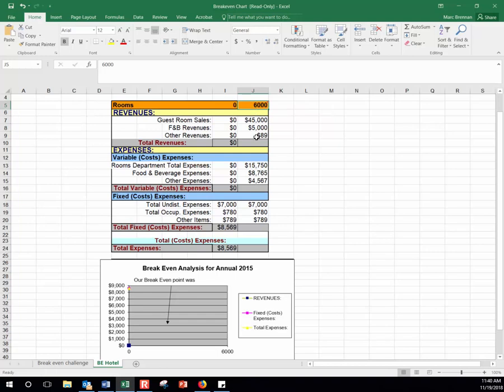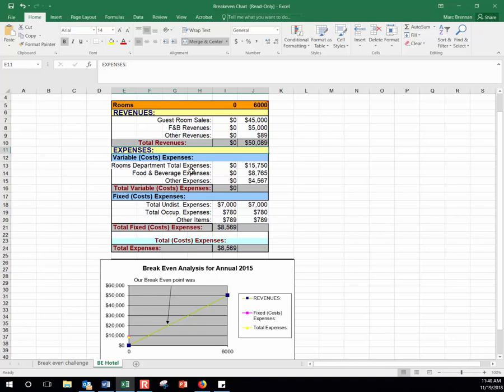But now here's a scenario, it's 6,000 rooms. So what's our revenue if we auto sum it? And if we auto sum our variable costs, and if we auto sum all our fixed expenses, and then our total expenses would be our variable expenses plus our fixed expenses. This is an extremely cheap hotel to stay at, so pay less attention to the numbers and more attention to what we're doing. So you see how our break-even point is right here, where our revenues and our total expenses meet. So our job now is we're going to recreate this chart.